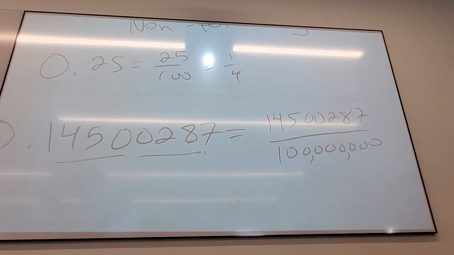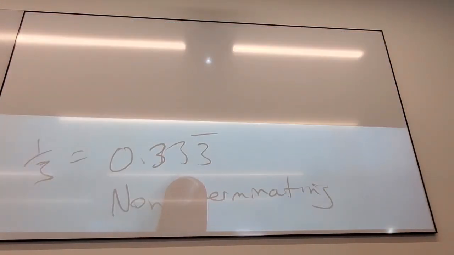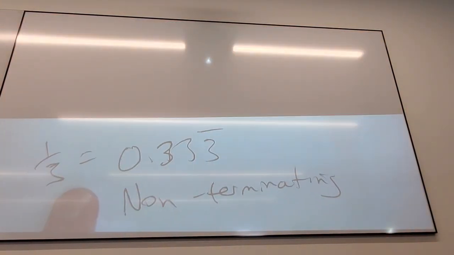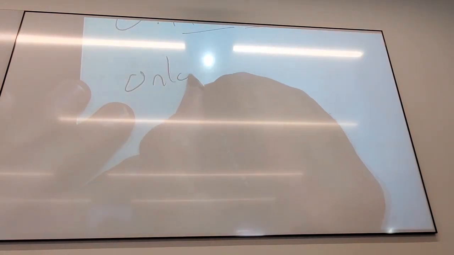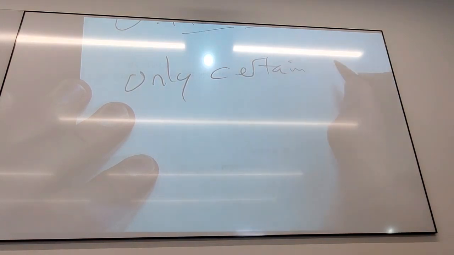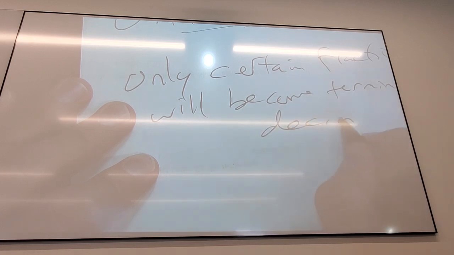But does this terminate? No, but I can still write it as a fraction. Isn't that weird? So only certain fractions will end up becoming terminating decimals. Let me say that again. Only certain fractions will become terminating decimals.